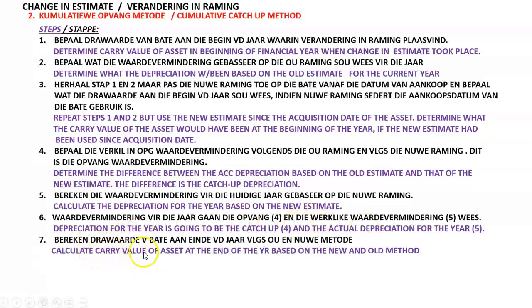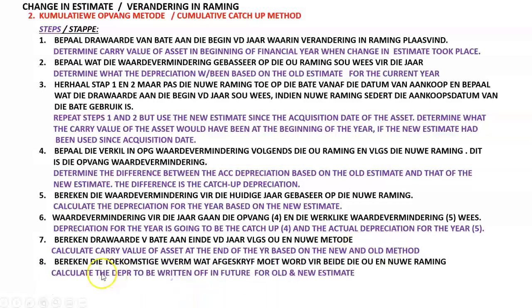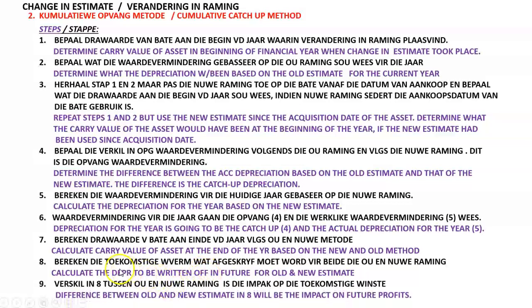Then I'm going to calculate the carry value of the asset at the end of the financial year based again on the new and on the old method. I'm going to determine how much future depreciation I'm going to write off the asset based on the new method and the old method by taking into account residual values. And then the difference between the old estimate and the new estimate will then be the impact on future profits. So there is exactly the same thing.